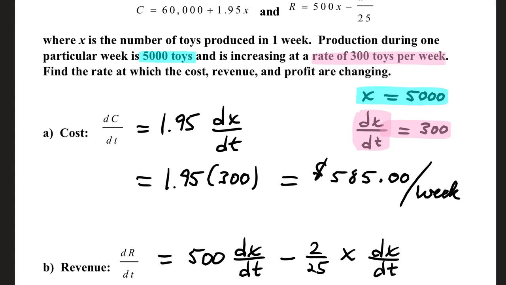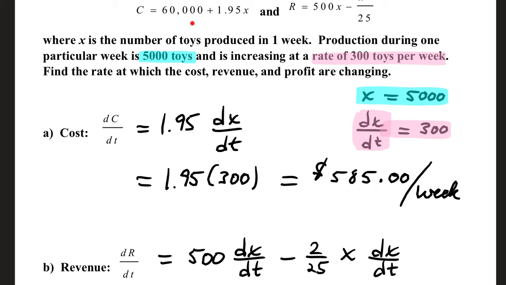Okay. Now, on this one, we have 5,000 toys produced in a particular week, and that rate of production is increasing at 300 toys per week. So our change in cost function, we take the derivative of our function here at the top left.